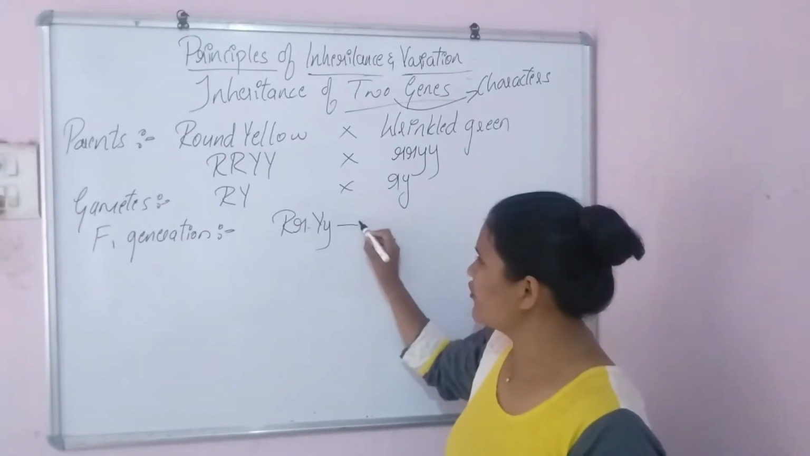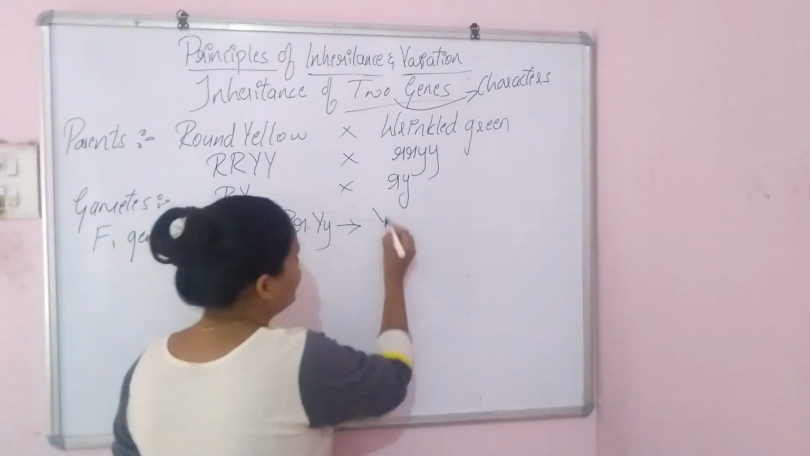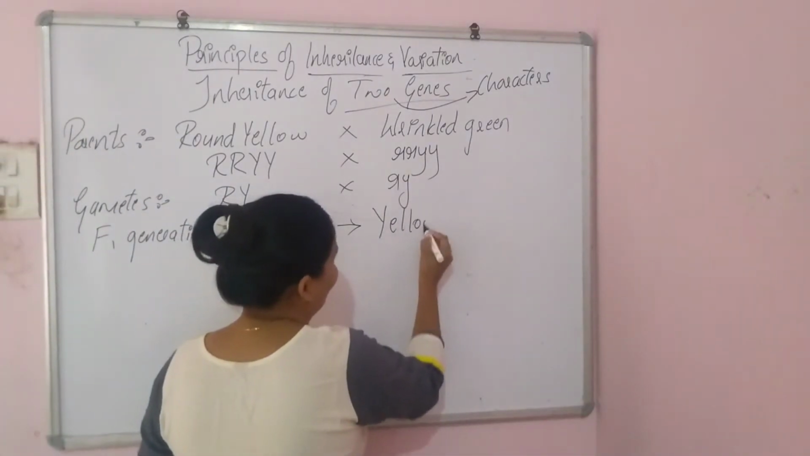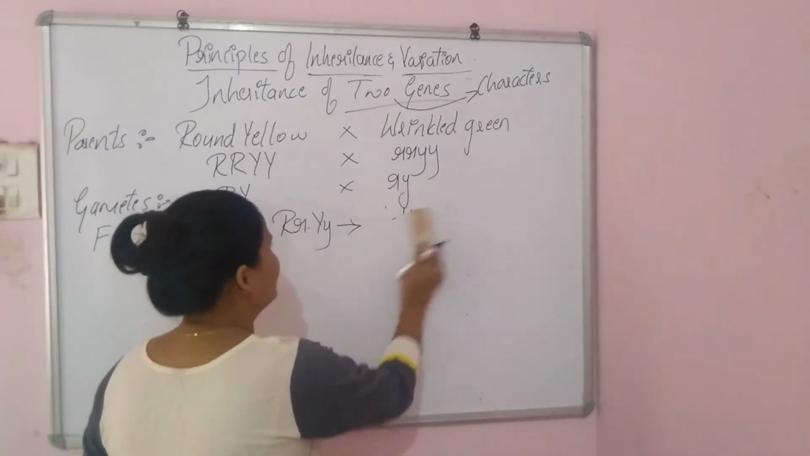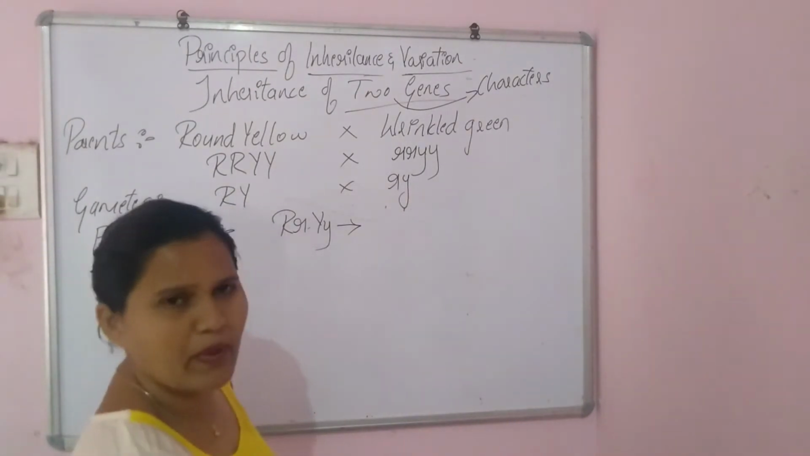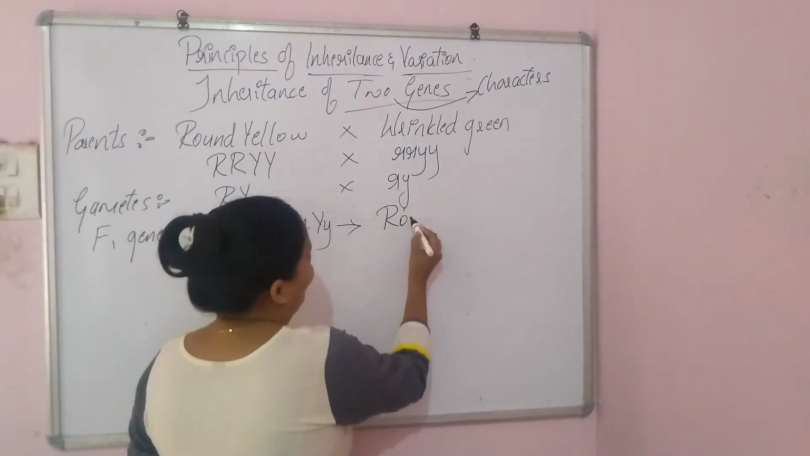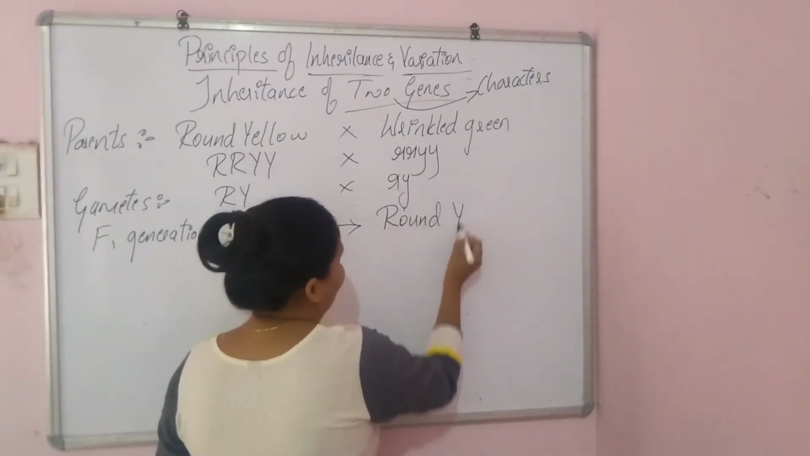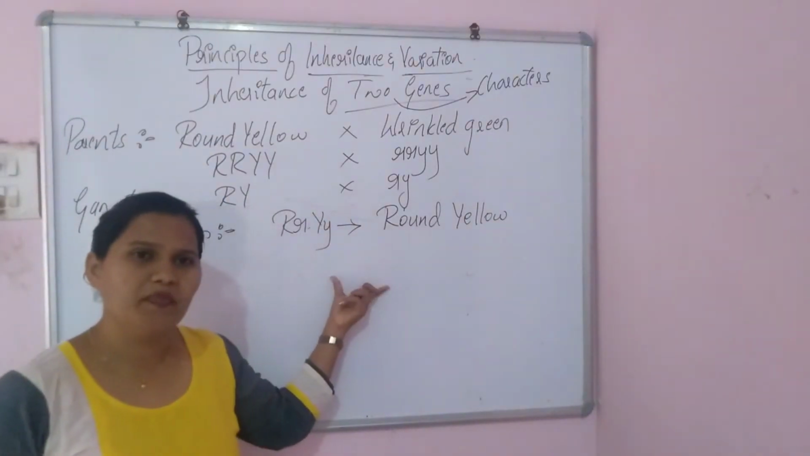In the sense, the offspring produced in the F1 generation are all what? Yellow, or you can say round yellow seeds. Meaning here in the F1 generation the dominant trait will show, right? So the offspring formed were all round yellow. Got it? Is this clear? Okay.